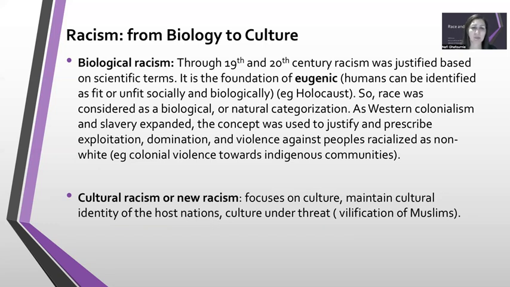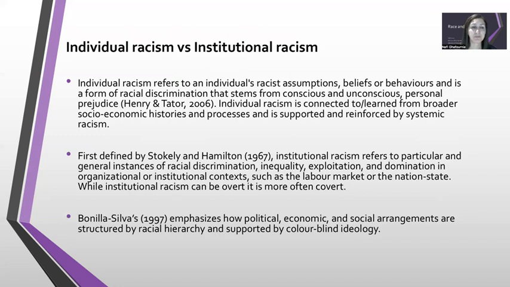Cultural racism, sometimes called new racism, is focused on culture instead of biology. They believe they want to maintain the cultural identity of the host nation, and that the culture of the host nation is under threat from other, minority cultures. An example is the vilification of Muslims or Asians or other groups. For example, there is an assumption that Muslim culture or beliefs are a threat to white Australian culture, or that Asian culture is a threat. So the main concern here is emphasized more on culture rather than biology.